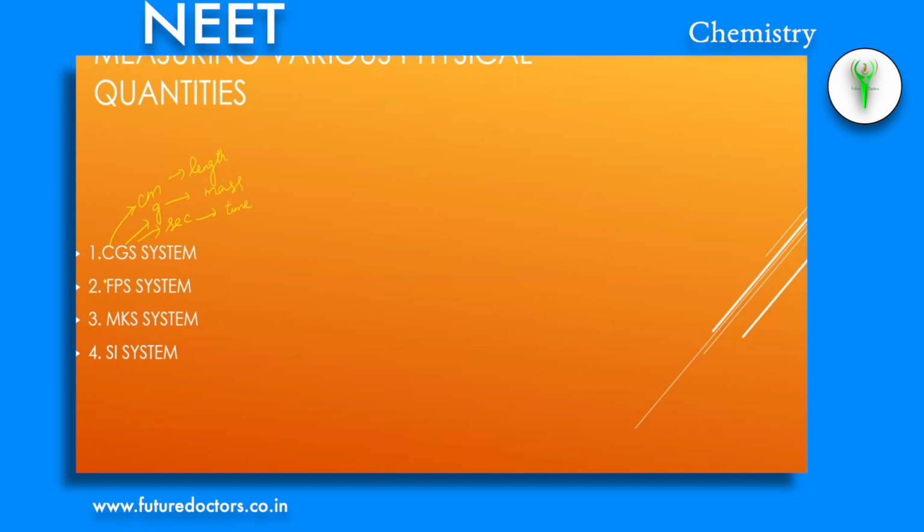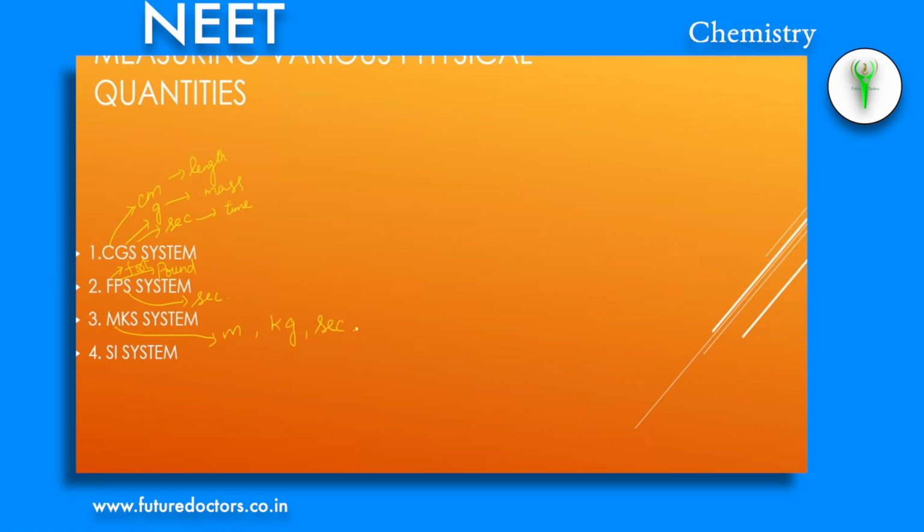The FPS system: what does F represent? The length is measured in foot. P means pound, so the mass is measured in pound. S is second, so time is measured in second. The MKS system: meter, kilogram and second.